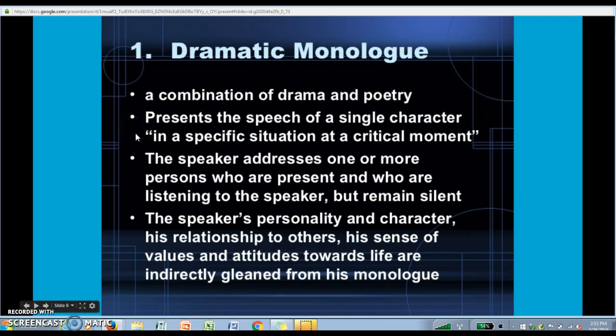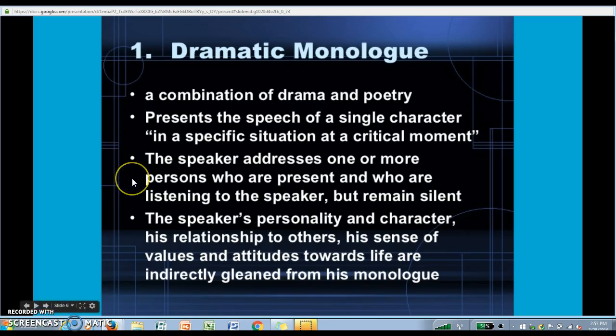Next, it presents the speech of a single character in a specific situation at a critical moment. That's why we're focusing in so closely on monologues and soliloquies, because they mark some of the most important moments of the play when very important things are being revealed and discovered.